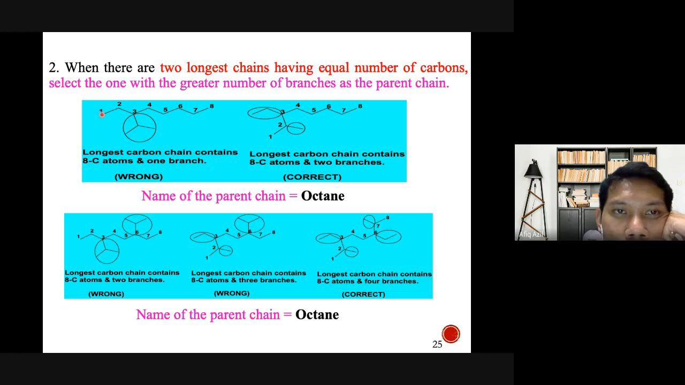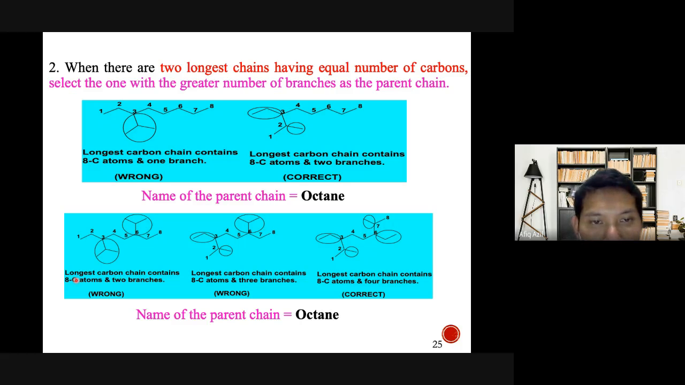Because if you start from here, it will be 1, 2, 3, 4, 5, 6, 7, 8. That is correct, select the longest chain. But then again, the branching will be at carbon number 3 only. So only one. But if you start from this carbon, 1, 2, 3, 4, 5, 6, 7, and 8, you're going to find that there are two branches, at carbon number 2 and also carbon number 3. So select this structure over this one. The name of the parent chain will be octane. Both will be octane, but this structure is correct.